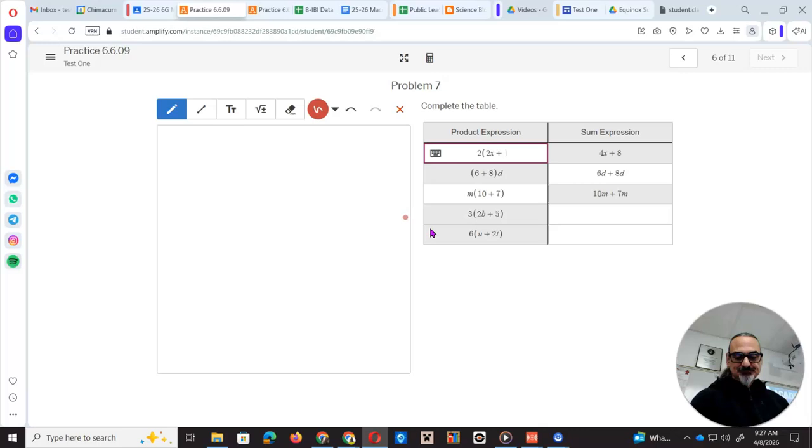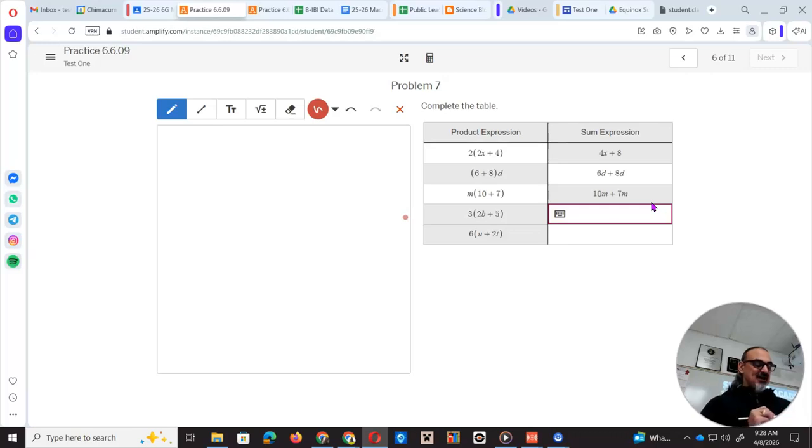Nope, that's 4. And close the parentheses. I'm teaching kids, make sure you close the parentheses. But now let's take the next one here, which is a product, 3 times (2b plus 5).